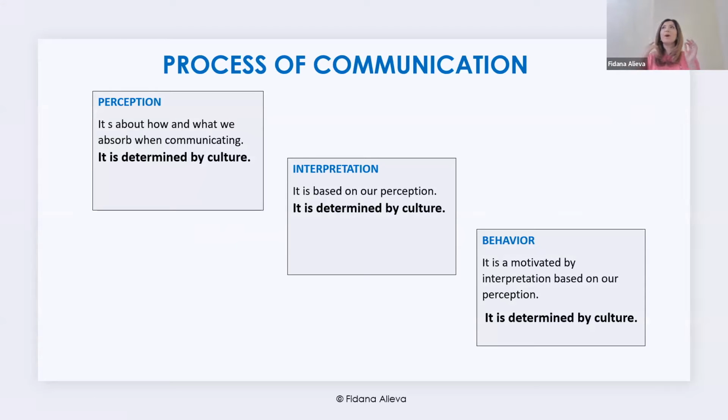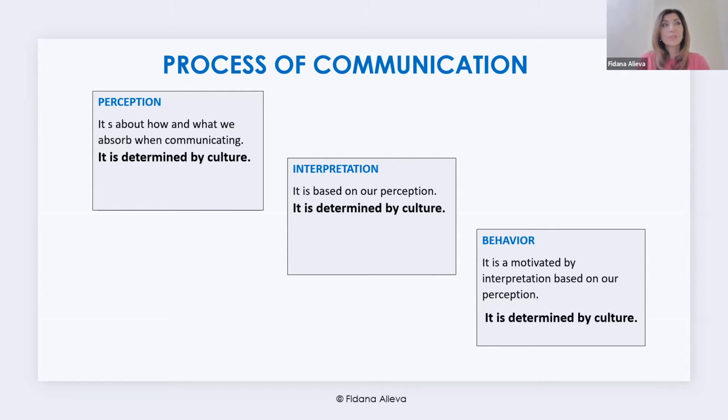When we're speaking about cross-cultural communication, we should be very careful with the process of communication itself. And I would like to remind those of you who are already familiar with that process, with the elements of this process, and to share with those of you who do not know about these elements. There are three main elements: perception, interpretation, and behavior.